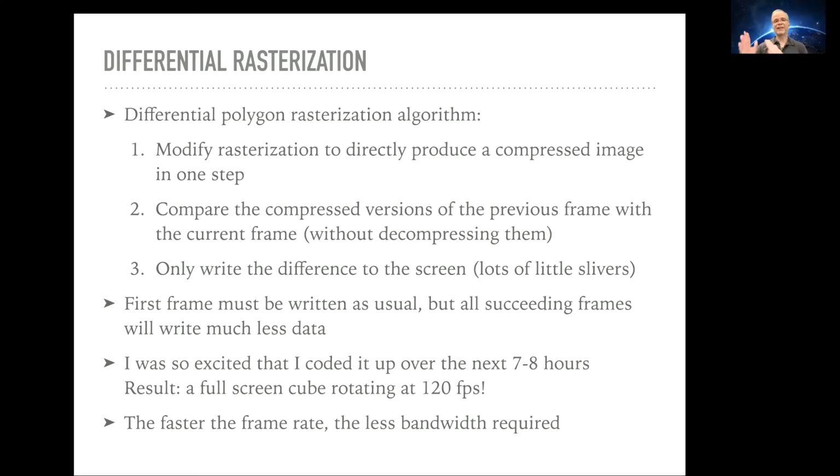And in fact, the less that changes per frame, the less you have to draw. If less changes, you can draw faster, which means a faster frame rate, and the faster the frame rate, the less it changes, and the less you have to draw, which means the faster the frame rate. So it's a positive feedback loop. Okay. So I was so excited.